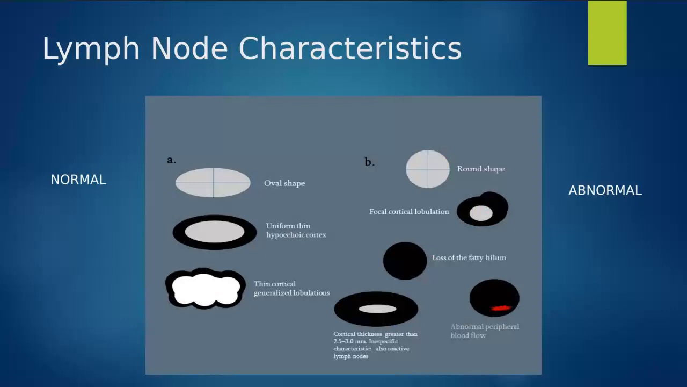Okay, so lymph node characteristics, again, just reiterating the normal here. We have that oval shape, we have that thin cortical tissue. And if we are looking at a lymph node and it doesn't really look oval, it doesn't really have a hilum and it doesn't have a thin cortex, well, we're falling into the abnormal category. If we see a lymph node that is round, that is abnormal. If we see a lymph node that doesn't have a fatty hilum, that is abnormal. If we don't see hilar blood flow, that is abnormal. If we see cortical thickness greater than 3 millimeters, again, abnormal.